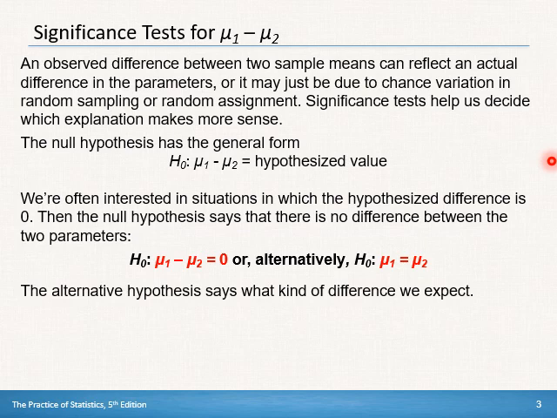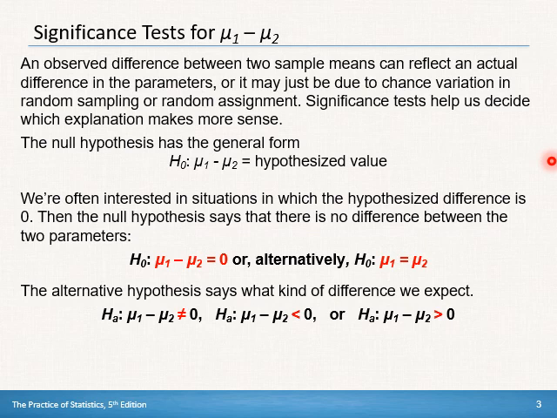Okay, so the alternative is that they're not going to be equal. They're going to be either less than or greater than the difference, or just not equal to if we don't have an inclination as to what direction it is or which mean is bigger. So we're going to say that mu sub 1 minus mu sub 2 is not equal to 0. That will be a two-sided test. Mu sub 1 minus mu sub 2 is less than 0, or mu sub 1 minus mu sub 2 is greater than 0.